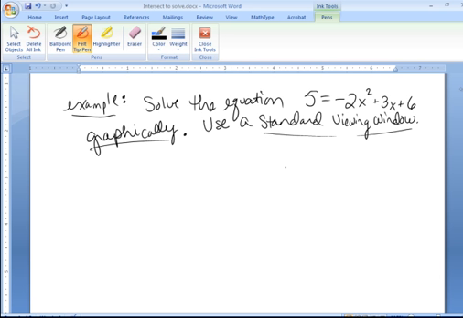In order to solve this problem, I'm going to view the right side of the equation as a quadratic function. It is the function f of x equals negative 2x squared plus 3x plus 6, where we input x and we output y equals f of x. Now we're asked to find where this function f of x is going to have a y value of 5.